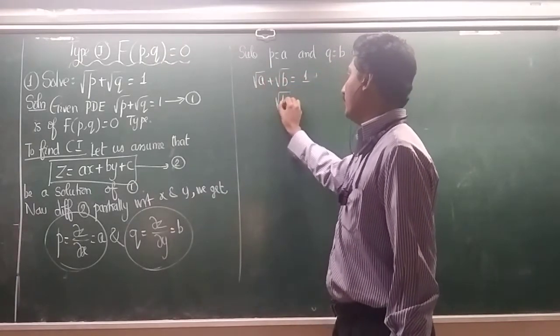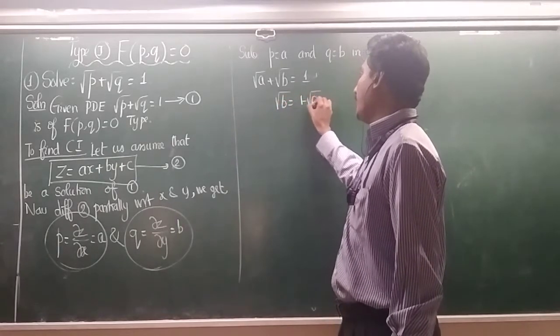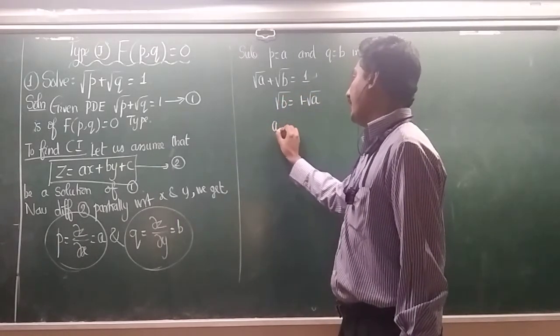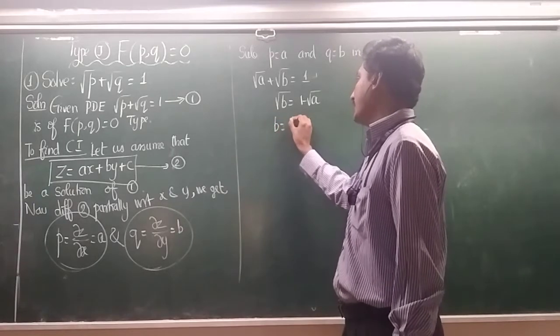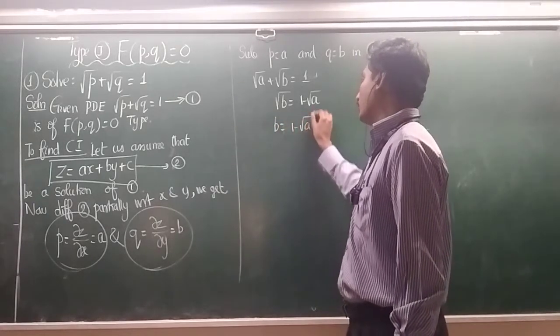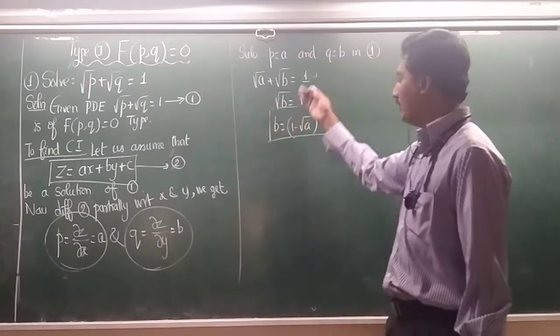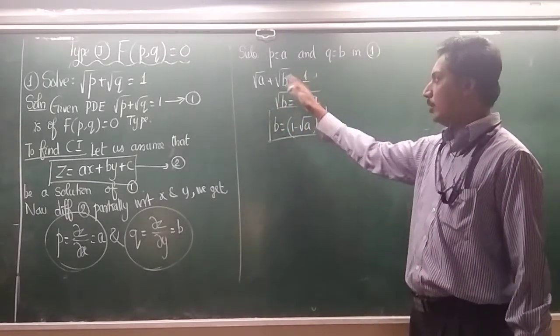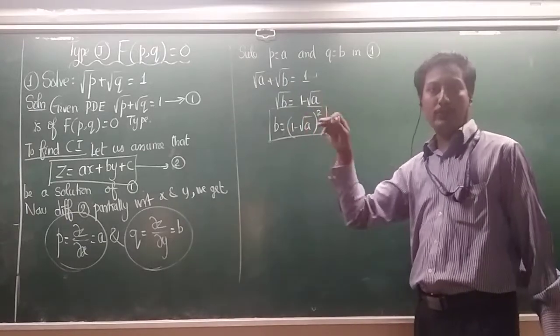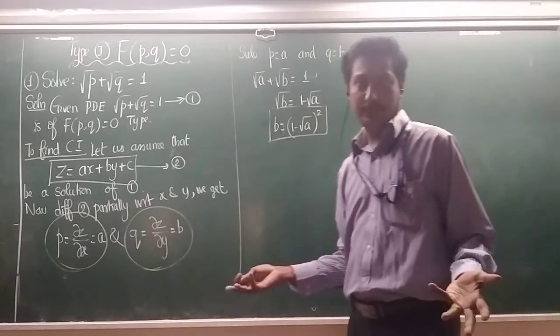So from this, root b is equal to 1 minus root a, otherwise b is equal to, by squaring both the sides, 1 minus root a to the whole square. So I found the b value in terms of a. Usually we can do the other way, root a equal to 1 minus root b, so a equal to 1 minus root b whole square. That is also correct, right?